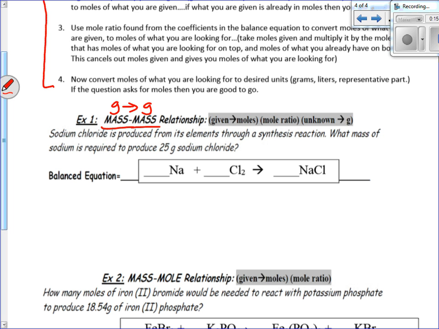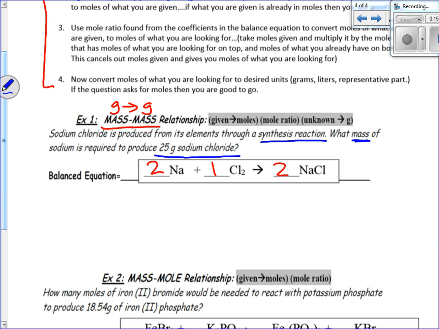But number one says balance the equation, so we got to do that first. So let's balance the equation. What do we get here? 2, 1, and 2. Is that right? Check it. Good. All right, now let's read our problem and figure out what we've got here. Sodium chloride is produced from its elements through synthesis. Okay, that's what we see here, synthesis. Good. What mass, so we want grams, of sodium is required to produce 25 grams of sodium chloride?